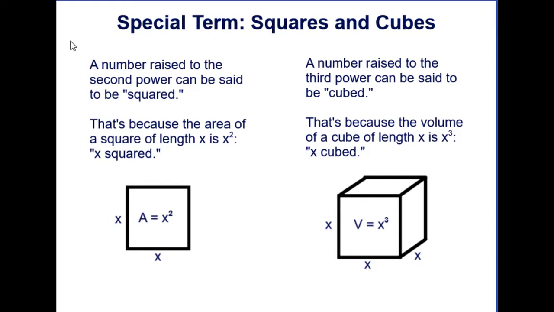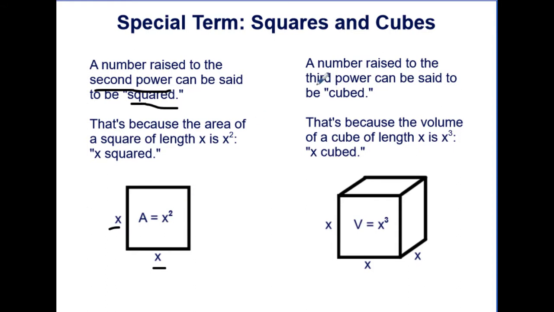Now, there are special terms for some exponents, for example, squares and cubes. A number raised to the second power can also be said to be squared. And that's because the area of a square of length x is x squared. Here, area x times x gives you x squared. So x to the second, that's why we say x squared.